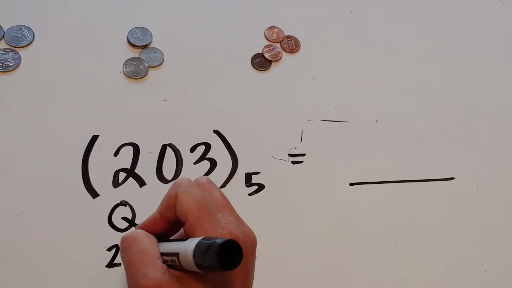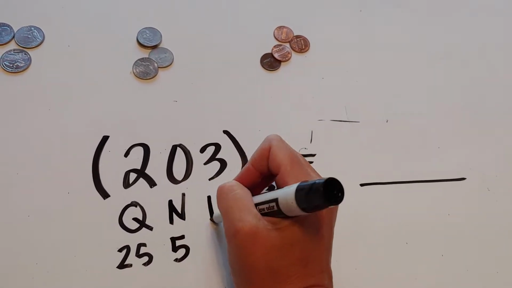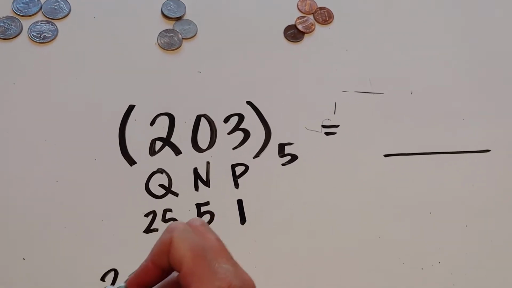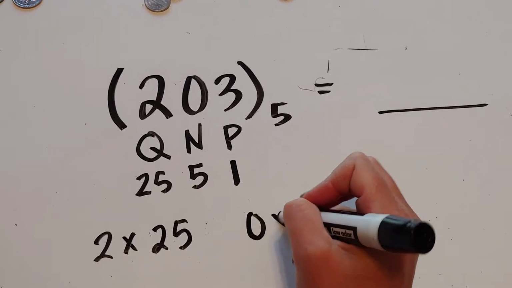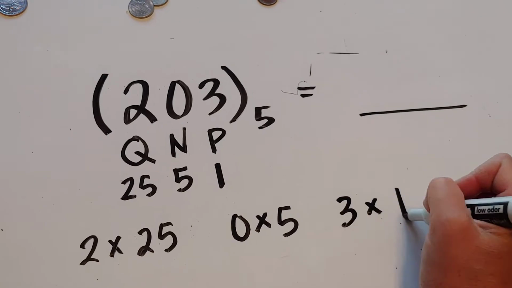Well, one of the first things you have to remember is that this first digit is a quarter, or 25 cents. The second digit is a nickel, or 5 cents. And the last digit is a penny, or a 1. So this is saying that I have 2 quarters, 0 nickels, and 3 pennies.